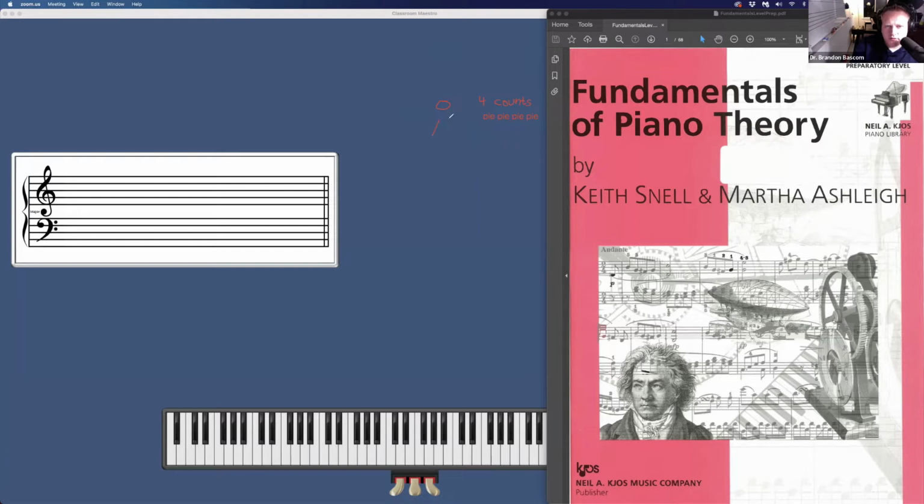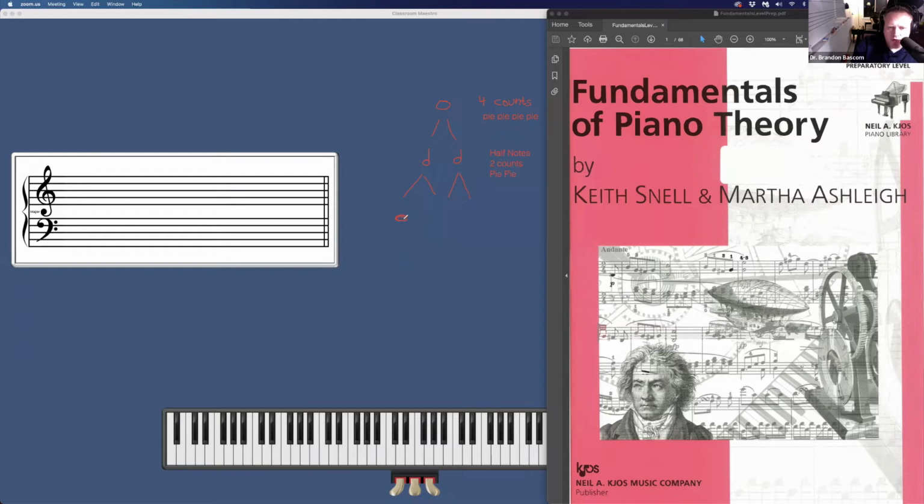We can take that whole note and we can divide that whole note into 2 half notes. Half notes look like a whole note with a stem. And half notes get 2 counts. And we're going to count them by saying pi, pi. We can take those 2 half notes and we can divide them into 4 quarter notes.